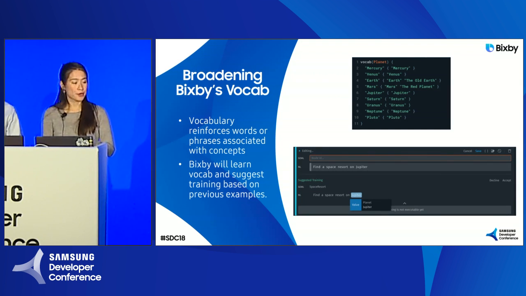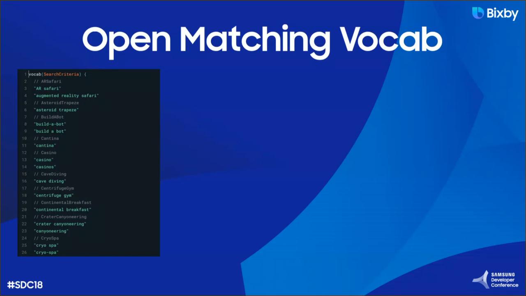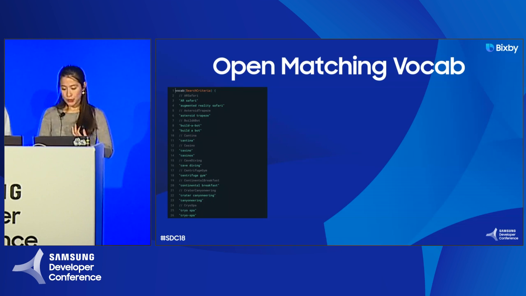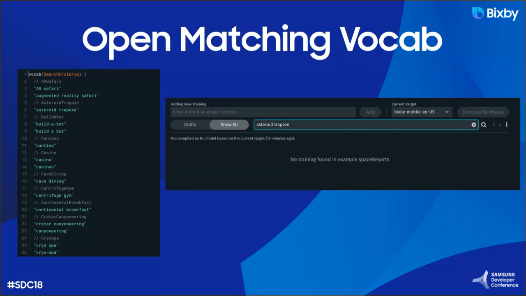So let's talk about our search criteria vocab. Here's a snippet of what our search criteria vocabulary might look like. As I mentioned before, it's a non-exhaustive list of various popular amenities or activities the user may request. So if our search criteria core training is really strong, then Bixby will pick up some utterances for free here. You won't have to enumerate every single possible space amenity. We can see that here. On the left side, I think it's the sixth row, you can see that there's asteroid trapeze.